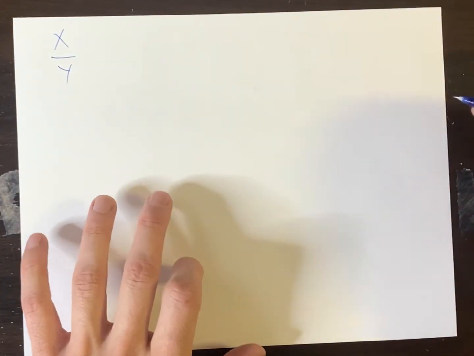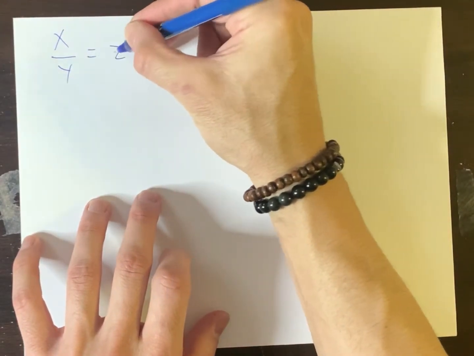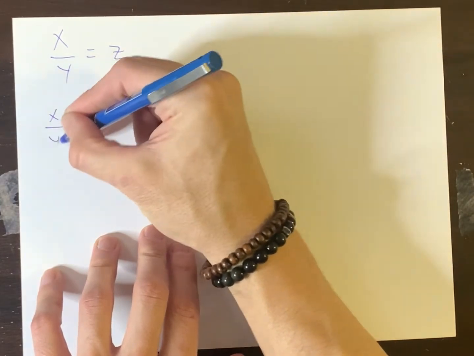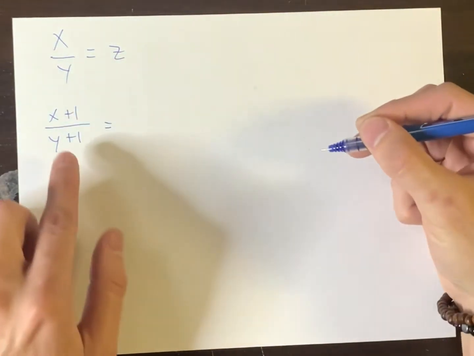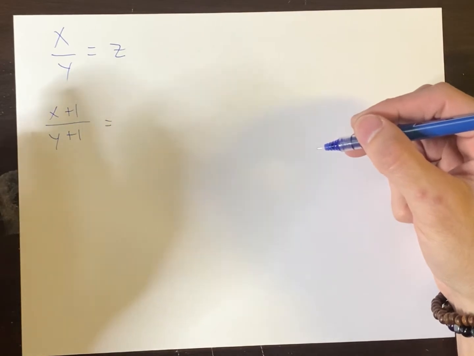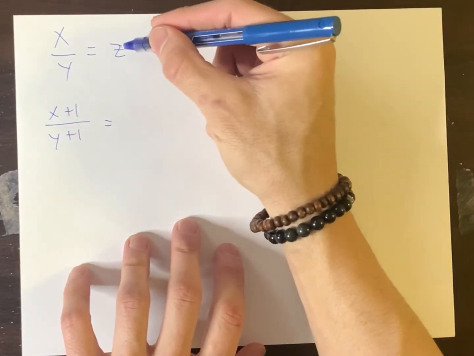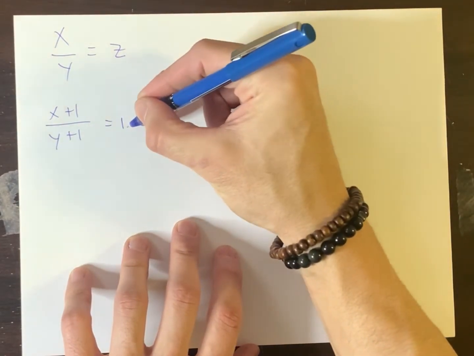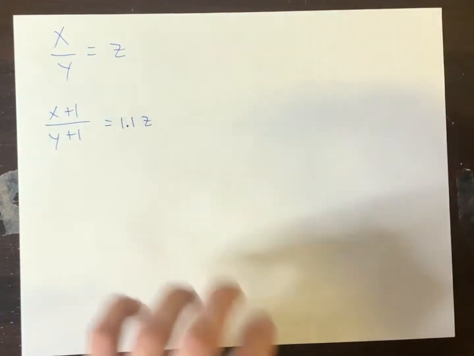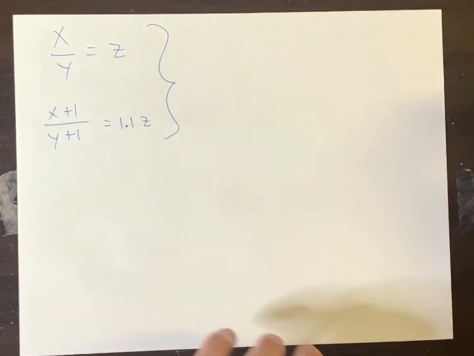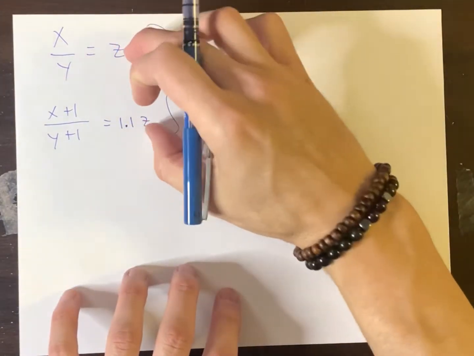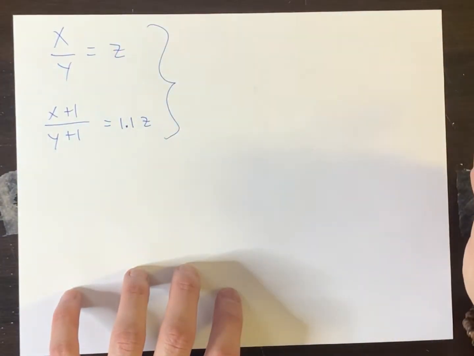I want a fraction x over y. And let's say that the value of the original fraction is z. Now what's going to happen is we're going to increase numerator and denominator by 1. And having done that will mean that the overall value z increases by 10%, which is why I multiply z by 1.1. And here now is what we call a system of equations. We have a system of equations. Let's solve this system and then we can discuss the final answer.